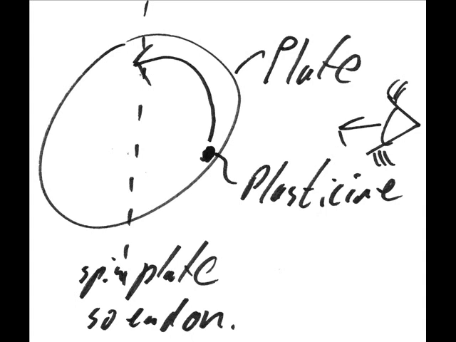Now I want you to look at the plate spinning, but only from the side and with one eye closed. Doing this should remove a lot of your perception of depth and allow you to see the blob of plasticine moving in one plane, backwards and forwards. This is simple harmonic motion. We are going to discuss how the graphs of motion look for simple harmonic motion.